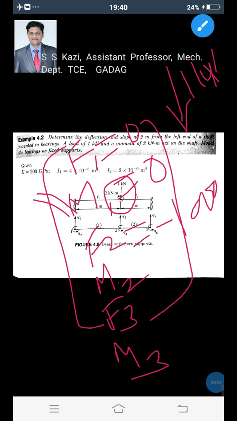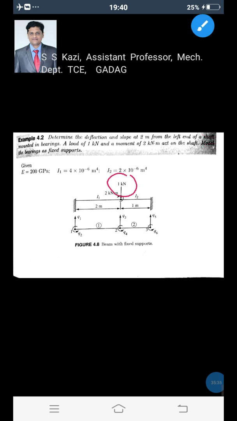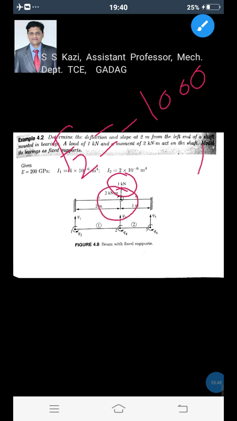Next, is there any applied moment at node 2? Yes, there is an applied moment at node 2. The applied force at node 2 is 1 kilonewton in the downward direction, hence I will write F2 as minus 1000 Newton. And there is an applied moment also at node 2, in the counterclockwise direction. The applied moment is in the anti-clockwise direction. Remember, an anti-clockwise couple of moment is taken as positive, and a clockwise couple you take as negative.